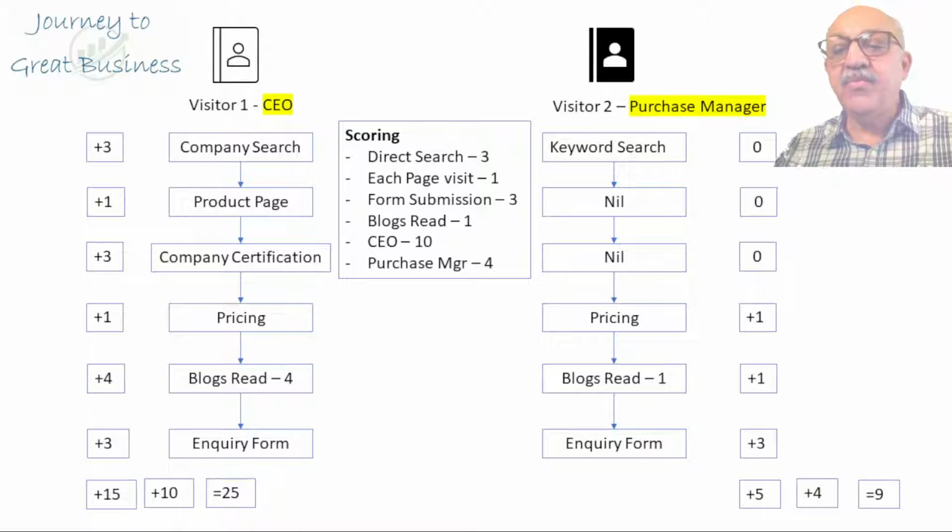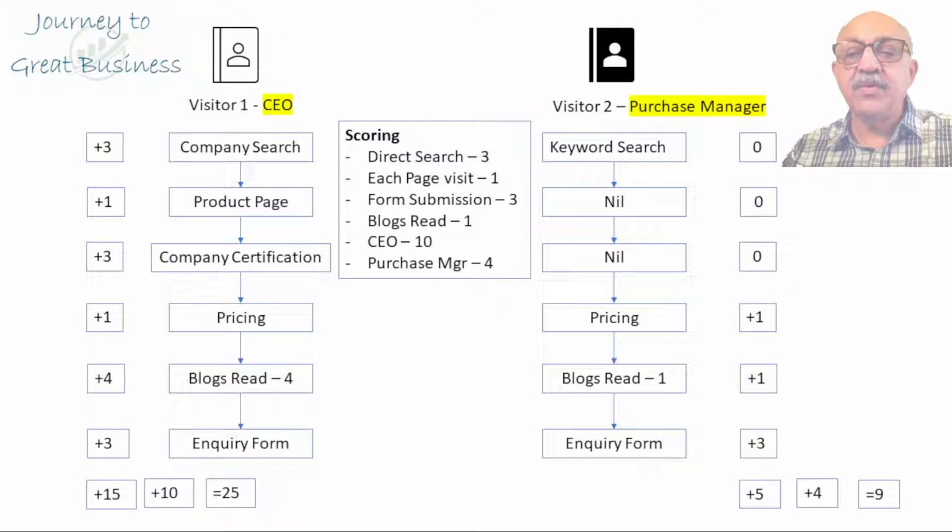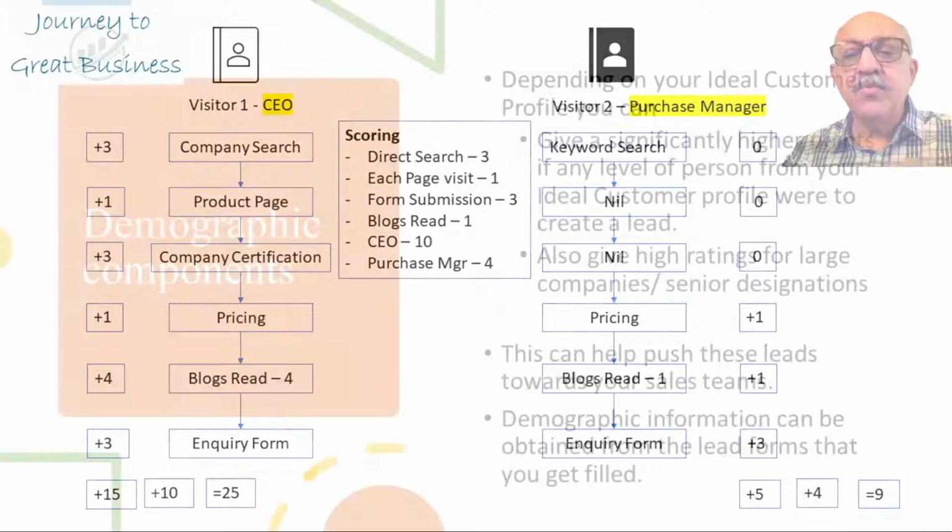Now, depending upon where your lead qualification minimum is, let's say if you were to retain it at 10, as in the previous example, then what would happen? Even at this point of time, this purchase manager would not qualify to become a hot lead, whereas visitor 1 would become an even hotter lead for the salespeople. However, there is one more qualifier.